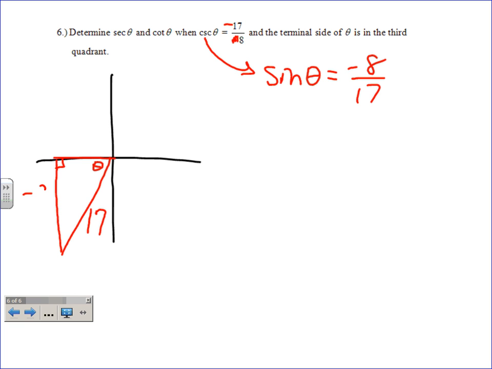And opposite is over here. Does negative make sense for where that is? Now, here's where people make the mistake. They know this triple. They know the triple is 8, 15, 17.